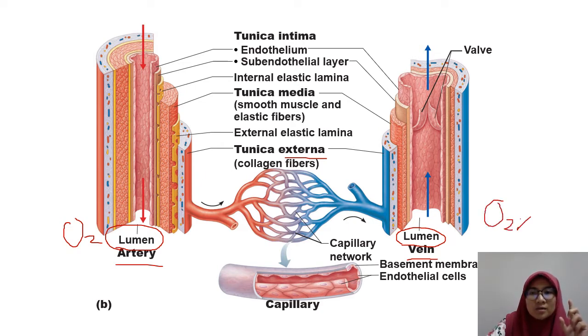deoxygenated blood. So, I have told you before in the previous video that oxygenated blood carry more pressure than deoxygenated blood. So, bila tekanan dia lebih tinggi, dia punya diameter of lumen smaller. Okay, so that dinding dia lebih tebal. The wall of the artery is thicker than wall of the vein.